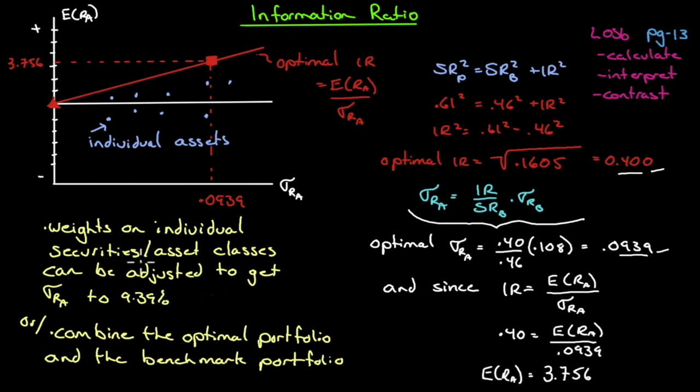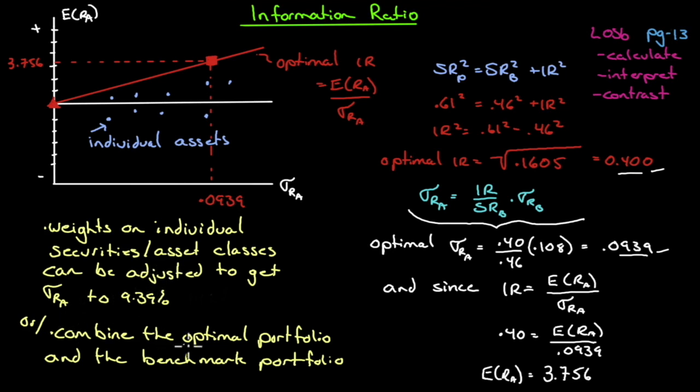Weights on individual securities or asset classes can be adjusted to get the active risk to 9.39%. Number one, we can just adjust weights on the different securities or asset classes to get there. We're going to spend some time saying, well, how do we adjust those weights? Turns out there's a pretty straightforward way to do it. So we're going to do that next.